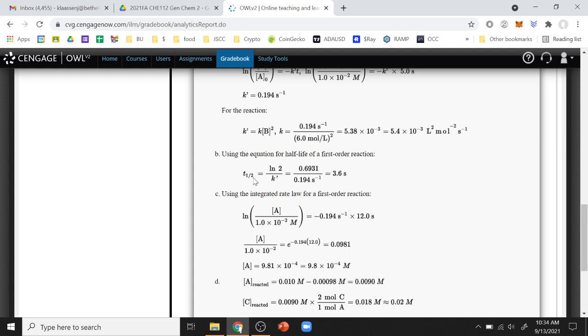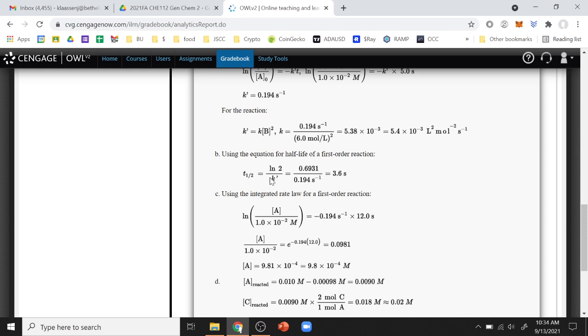Okay? And so we'll use the equation for the half-life for a first-order reaction, because we're going to look at A. We can use the K prime to make it pseudo-first order. That's, again, why we did that. It makes our life so much easier, okay?